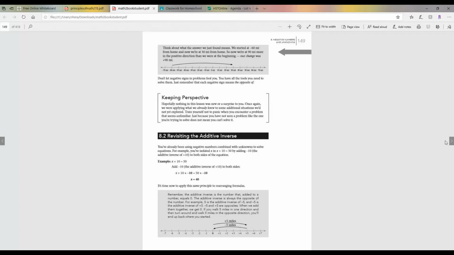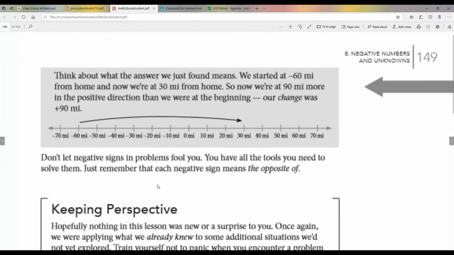All right. Let's look right here. We're almost done. We just got to read this gray box. Now think about what the answer we just found means. Okay, we started at negative 60. It's where it said we started. That was P0. We started here. Now we're 30 miles from home. So now we're 90 miles more in the positive direction than we were at the beginning. Our change was a positive 90 miles. Don't let those negative signs in the problems fool you. You have the tools you need to solve, and just remember that each negative sign means the opposite of. So don't forget that, okay?